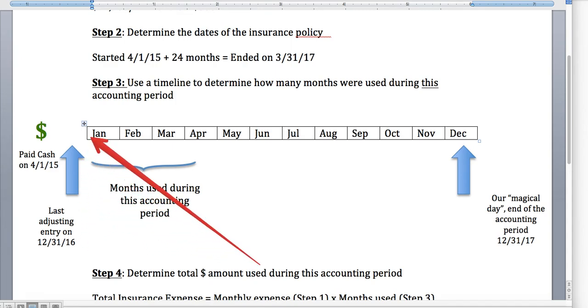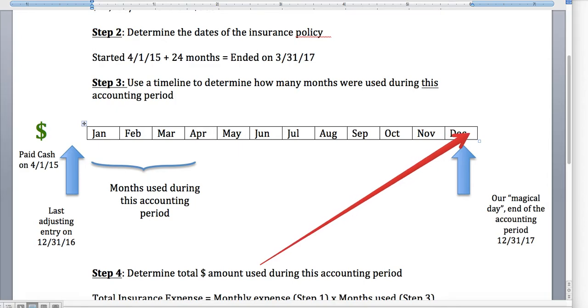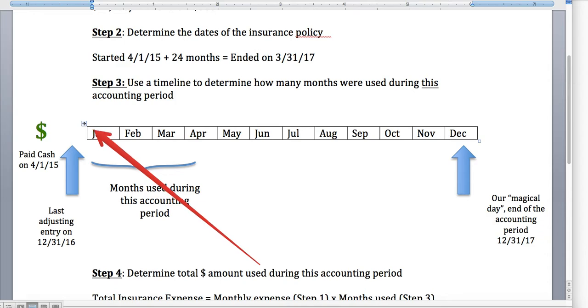Now January starts 2017, which is the beginning of this accounting period. So we go from January 2017 to December 31st, 2017. So this is our accounting period. And we have to figure out, of this policy that went from April 1st, 2015 to March 31st, 2017, how much of that was used during this period of 2017.